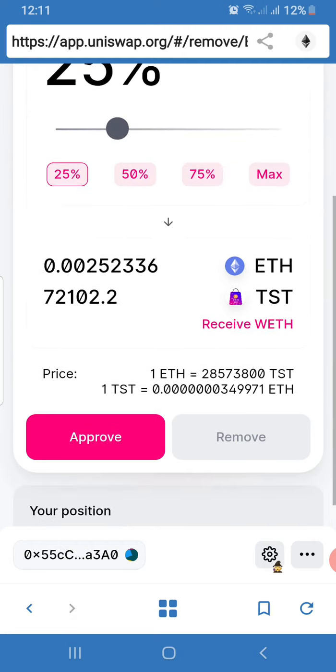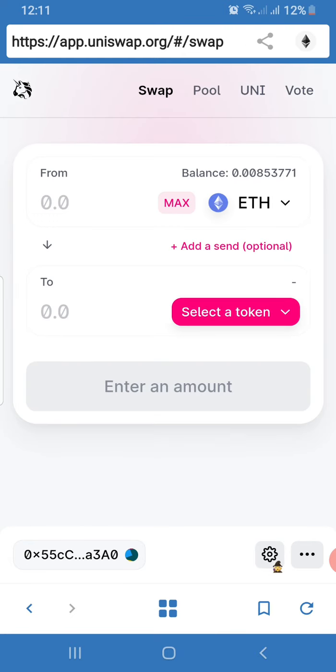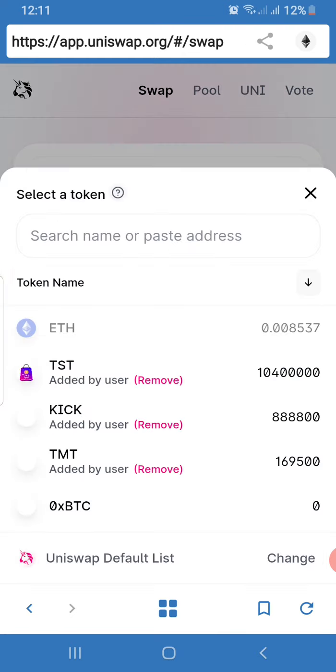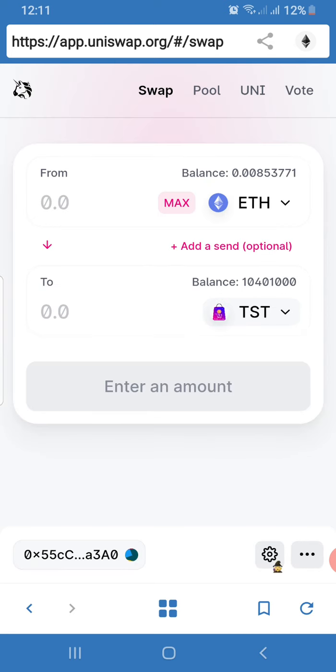All right, so guys, this is how to add and remove liquidity from the TST liquidity pool on the Uniswap exchange.